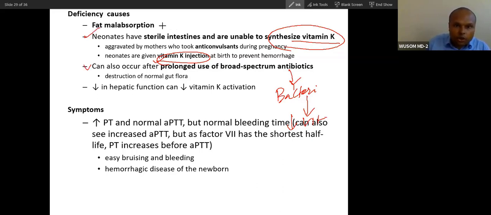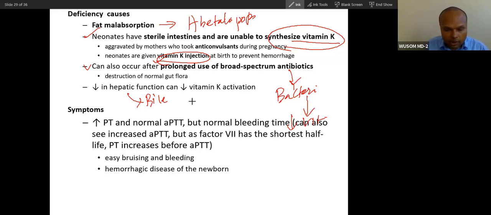And then abetalipoproteinemia is also associated with vitamin K deficiency, and hepatic function can decrease. Because the liver produces bile, low hepatic function means low vitamin K activation, that is one thing, and absorption will also be affected. A damaged liver will produce less bile, and then there will be less absorption of vitamin K.